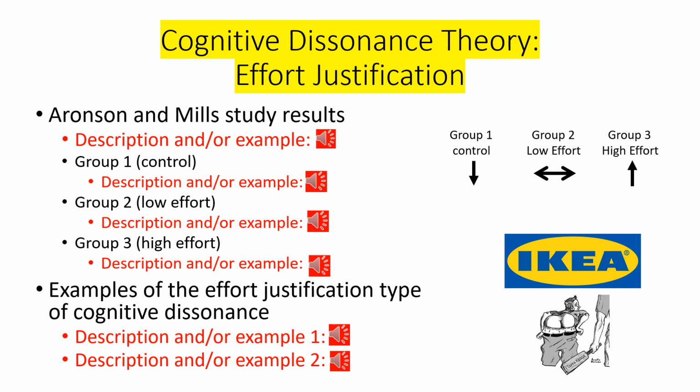You can now probably guess and understand why group 3, who put forth the highest level of effort to join the group, had the highest level of initiation, reported the highest level of evaluation, the most positive evaluation for the group. For group 3, they did a lot to become a part of this group. They put forth a lot of effort to become a part of this group. Therefore, they had the most effort to justify. They had the greatest inconsistency between the attitude of this group sucked and the behavior of I worked really hard to become part of this group.